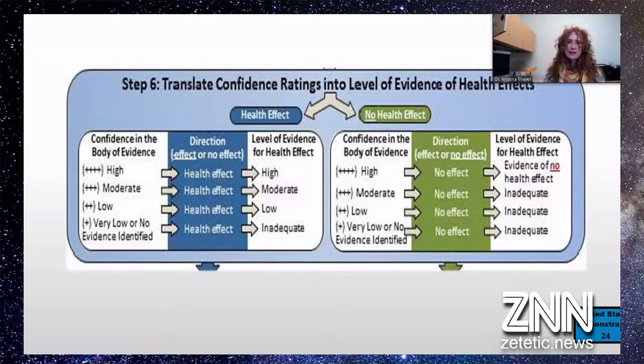But then on the right side, the green inset, the conclusion here is no health effect. And because of the inherent challenges of demonstrating a negative, we would not reach a judgment of evidence of no health effect unless you were dealing with a body of evidence that you had very high confidence in. In all other circumstances, the evidence would be considered inadequate to reach a conclusion about no health effect.